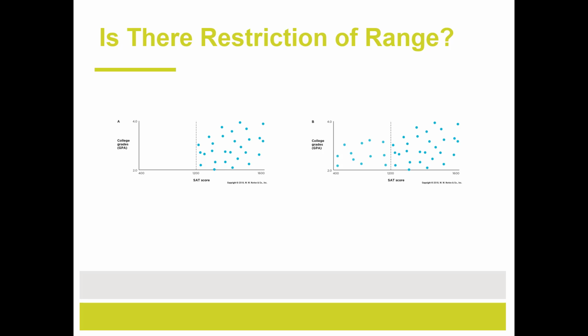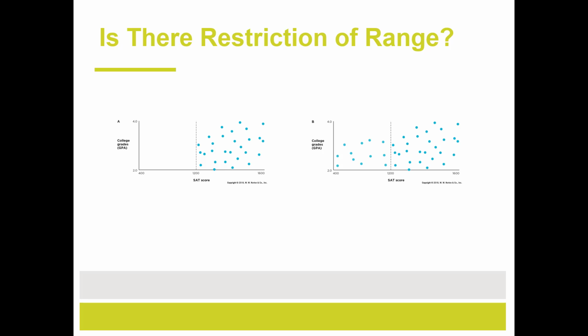However, SAT scores can range from 400 to 1600, but this particular college only admits students who score 1200 or higher. You can see this cutoff point in the vertical dotted line. Thus, the range is restricted to 1200 to 1600.